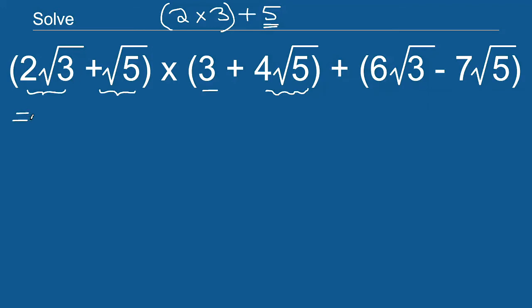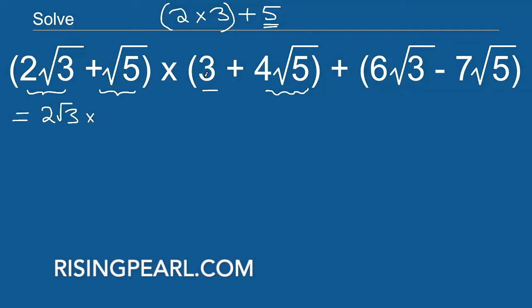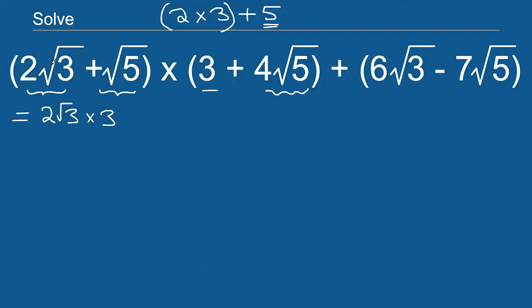So let's do it over here. Now this is where we have to go the long way. Meaning we can write this as 2 square root 3 times the number 3, which is here. So we are taking 2 square root 3 and multiplying this by 3.